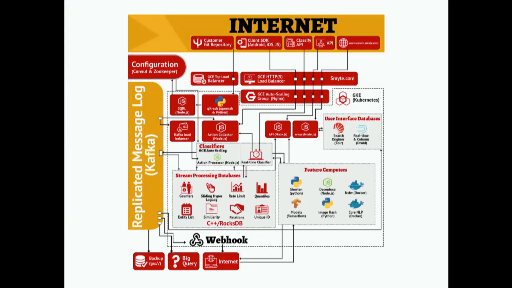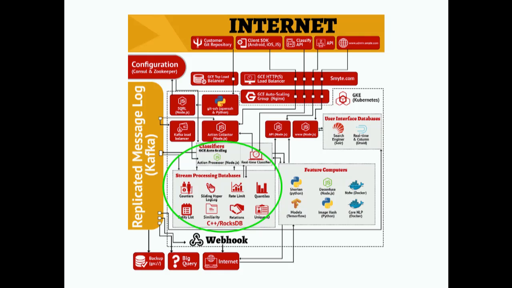So this is how Smyte works. This looks complicated, but I promise that the rest of the talk will be much simpler. The key idea here is that our customers send us data using our public REST APIs or our client SDKs, etc. We get this data and put it into our system, and using a large number of classifier workers, which we call action processors, we go through the data and generate a verdict for each of the actions that we receive, to tell our customers whether something is bad or not.